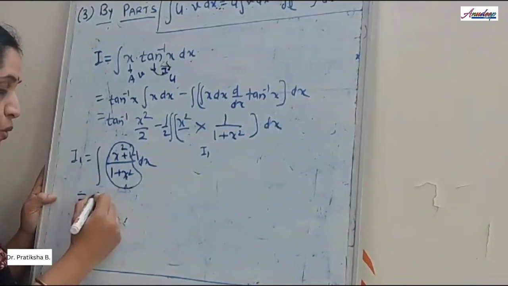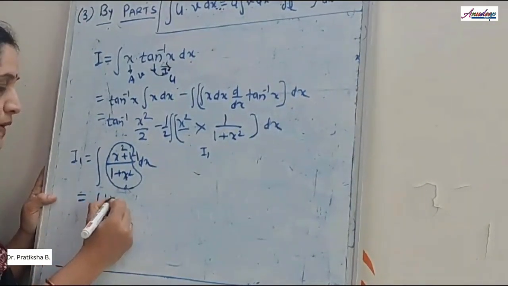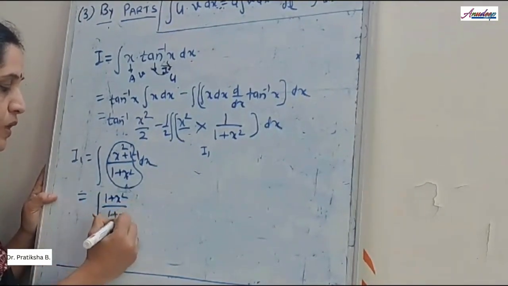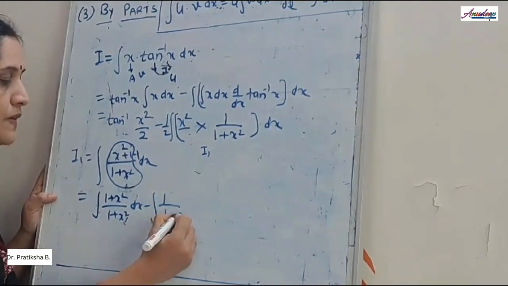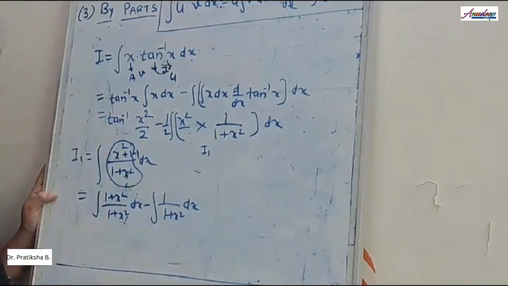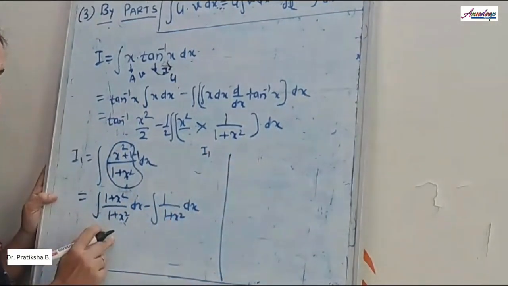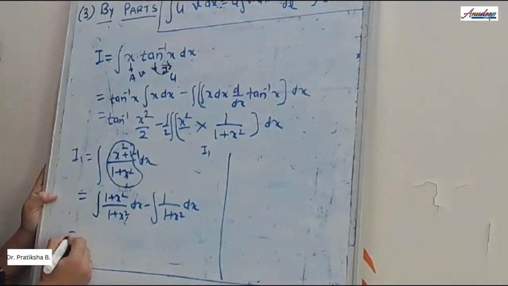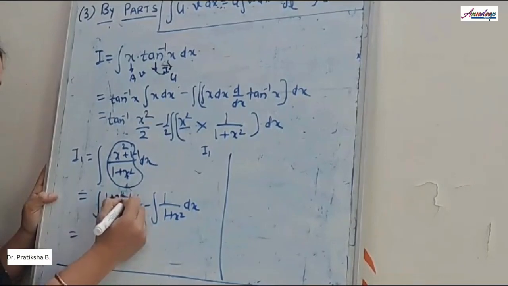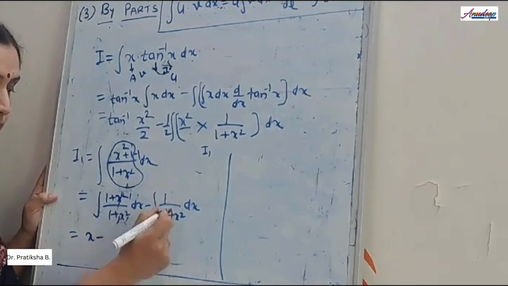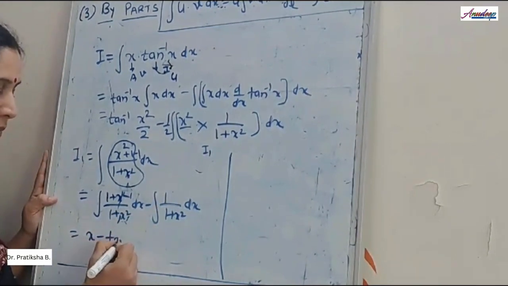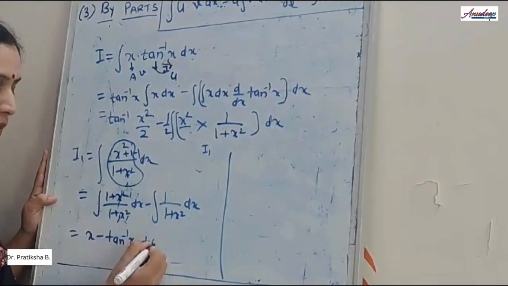So, I will be getting two terms here: 1 plus x square upon 1 plus x square dx minus 1 upon 1 plus x square dx, right? After this I am getting the first as 1 dx, and the integral of 1 dx is x. Now, minus, what is the integral of 1 upon 1 plus x square? It is simply tan inverse of x plus c.